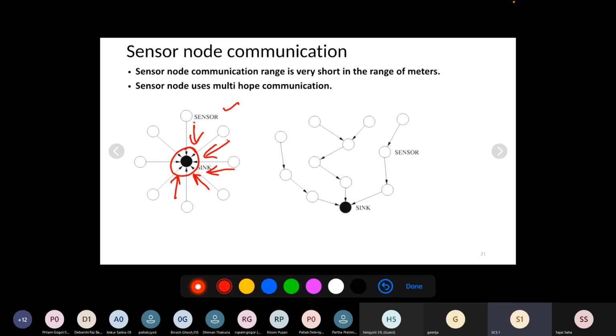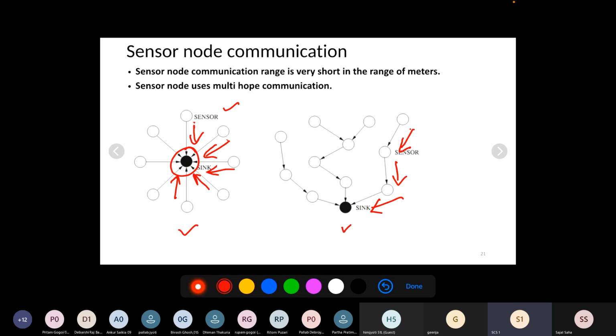Okay, and another option is that the sensor node, instead of directly communicating with the sink, which is the first case, will send the data through a multi-hop communication system. It means they are not going to send it directly, they will send it via relay. They will send it to their neighboring node, that neighboring node will send to its neighboring node, and in this way it will come to the sink.